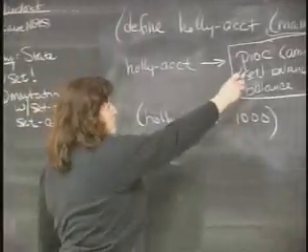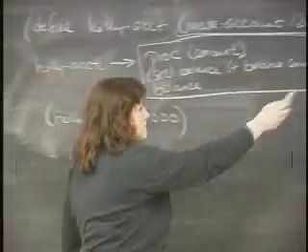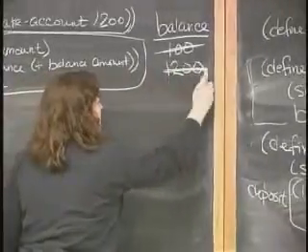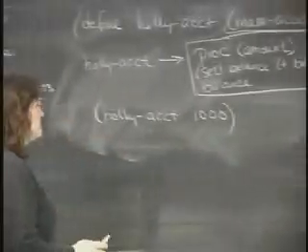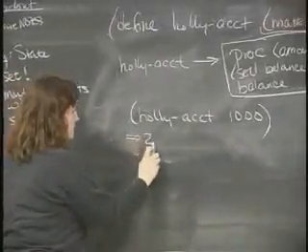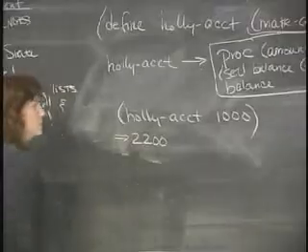So what's going to happen when I call Holly account on 1,000? Okay, so it's this procedure here. We're going to set the balance to be the result of 1,200 plus 1,000, which is 2,200. And then it returns the balance, so it will return 2,200.